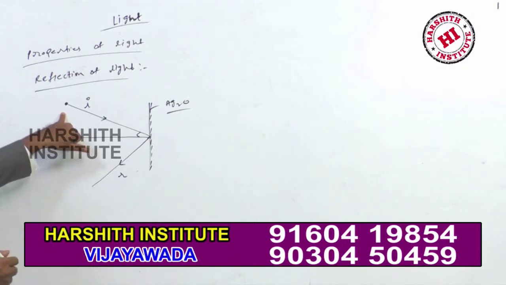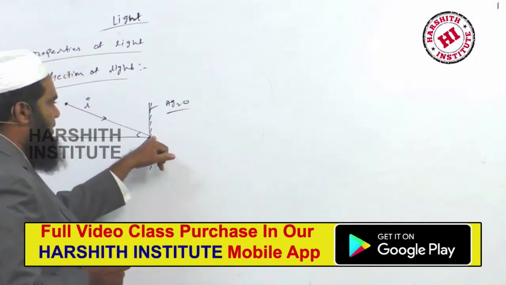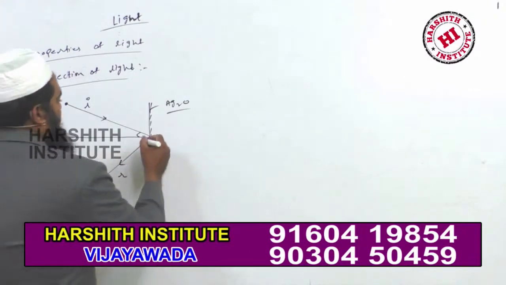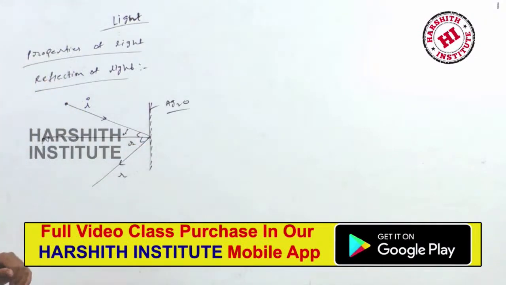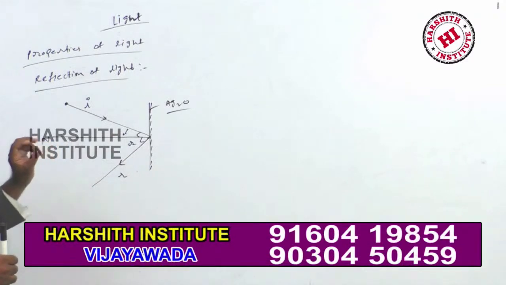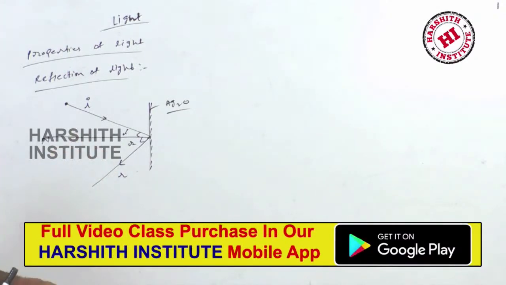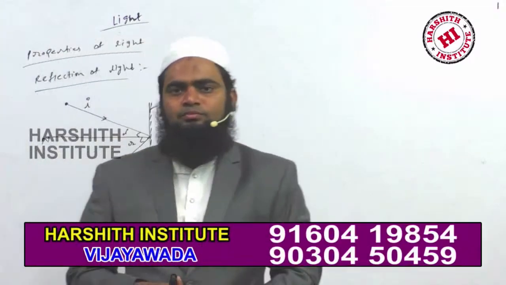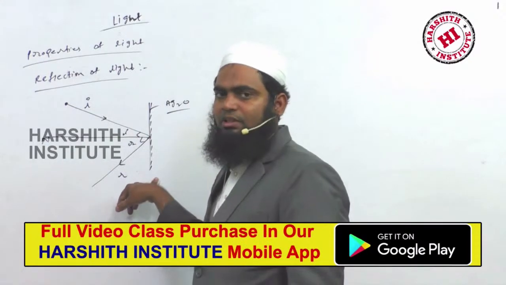The beam of light is coming from any object, any source. It will touch any glass or mirror and come back in the same medium. This angle is called the angle of I, the angle between the normal and the incident ray. Angle of R is between R and N. Here N is called the normal, an imaginary line. It will be perpendicular to the plane of the glass or any material.